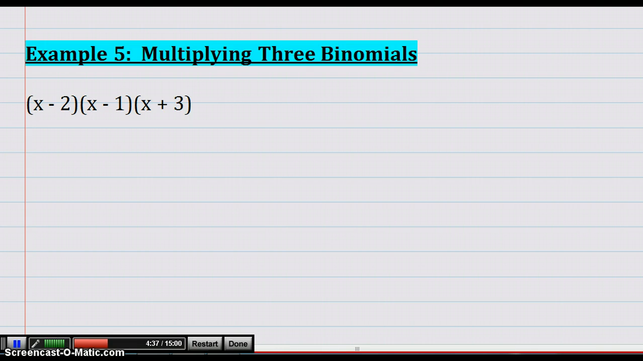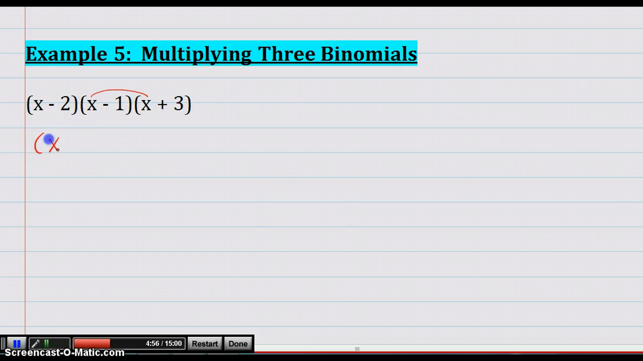The last example I have for you is if you have 3 binomials multiplied by each other. The first step is that you're going to do FOIL with 2 of them, and it actually doesn't matter which 2 you do it with. And then you're going to distribute like you just did above. So the first step is take 2 of them and use FOIL. I'm going to do these last 2. It really doesn't matter which ones you do it with.